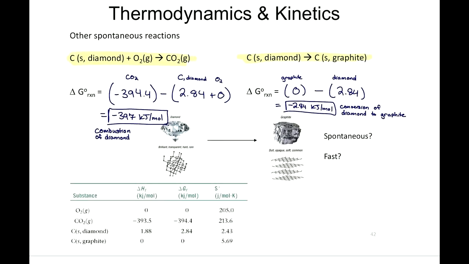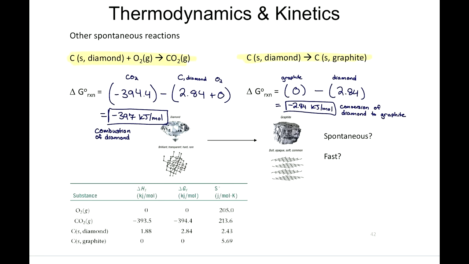So here I wanted to rant about diamonds again. Let's look at some other spontaneous reactions, and I already have this calculated for you. If I take diamond, like solid carbon, but diamond, add oxygen and produce CO2, what kind of reaction is that?